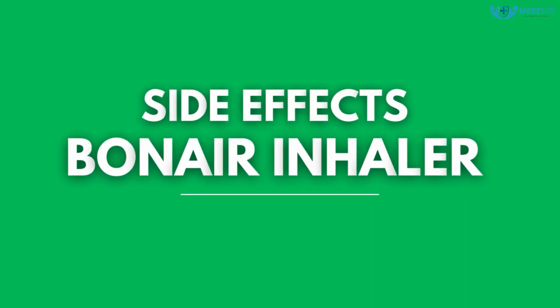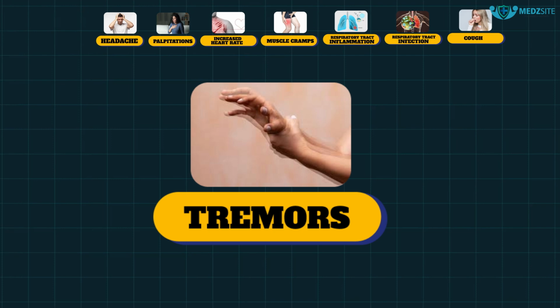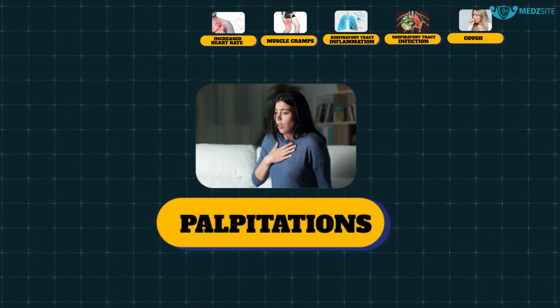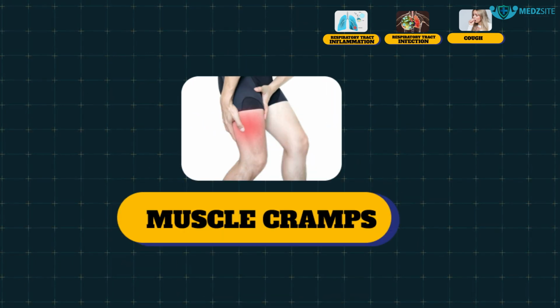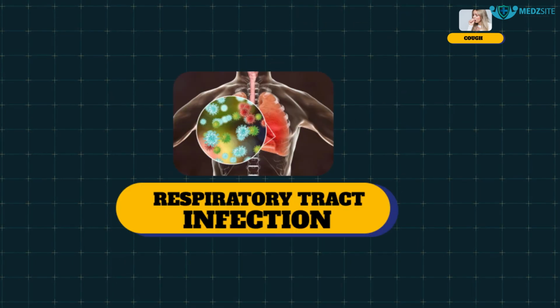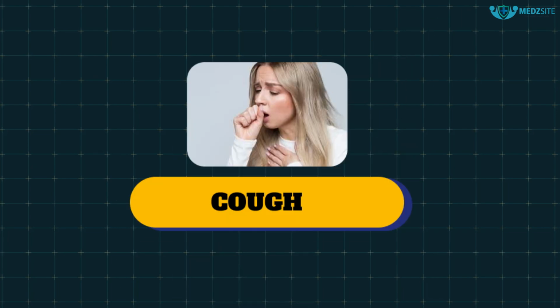There are some side effects that the Bonair Inhaler may bring, so you need to keep a close watch on your health. If you see any of them staying for long, contact your health provider and get treatment. The side effects are tremors, headache, palpitation, increased heart rate, muscle cramps, respiratory tract inflammation, respiratory tract infection, cough and others. Please note that this is not a complete list of the side effects. There could be more than these. You can ask your health provider for the complete list.